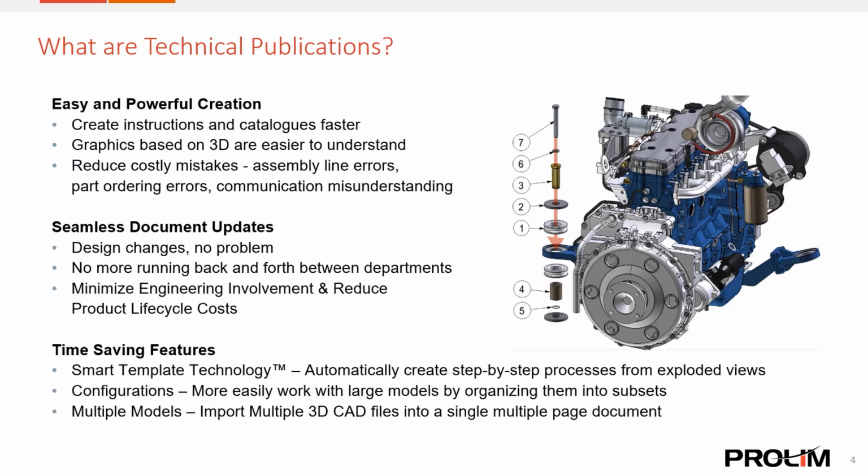Still on what are technical publications: it's useful for easy and powerful creation, so we can create instructions and catalogs faster. Graphics are based on 3D, which are easier to understand. We also have seamless document updates, so design changes are no problem. We're going to take a look at what that means in just a second. And then no more running back and forth between departments.